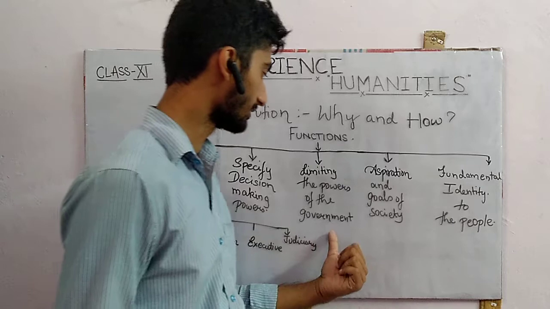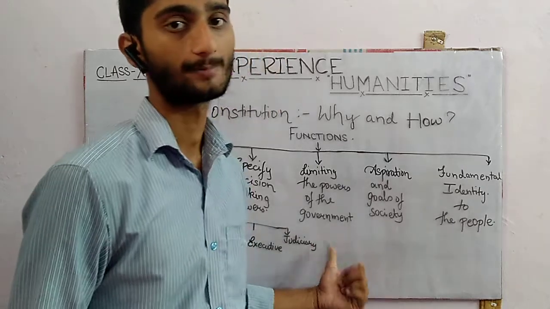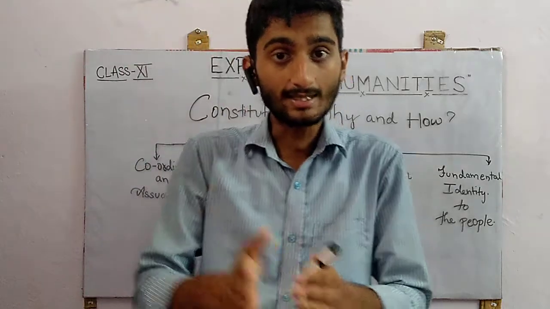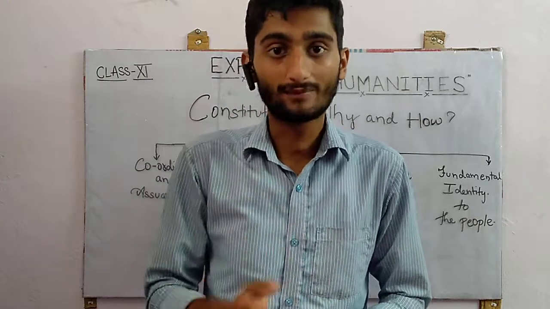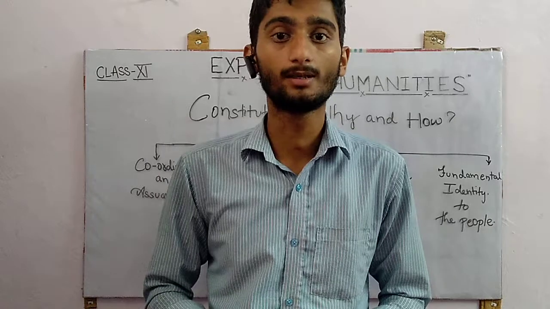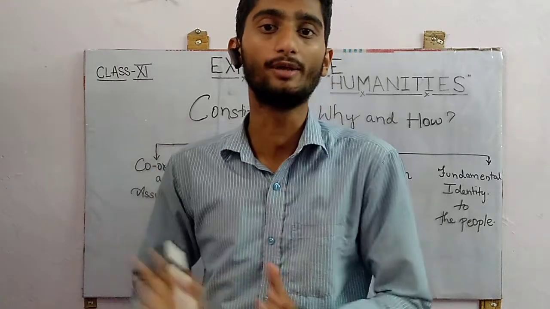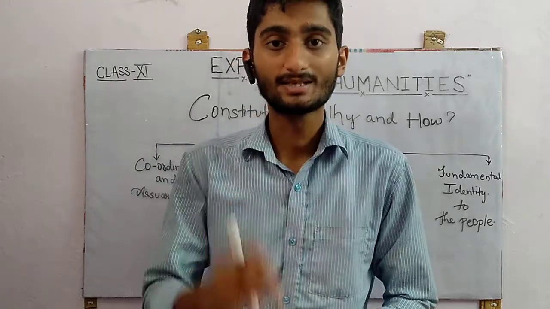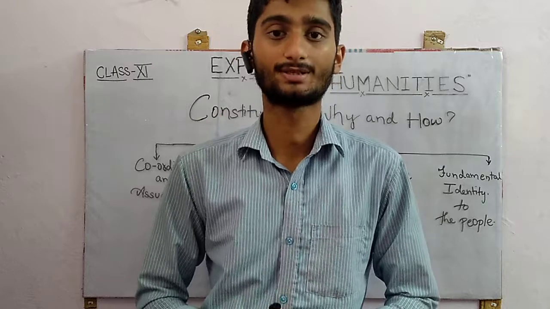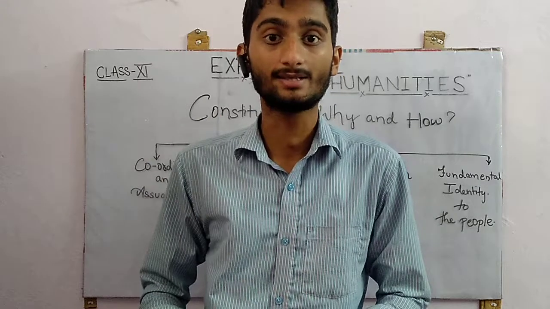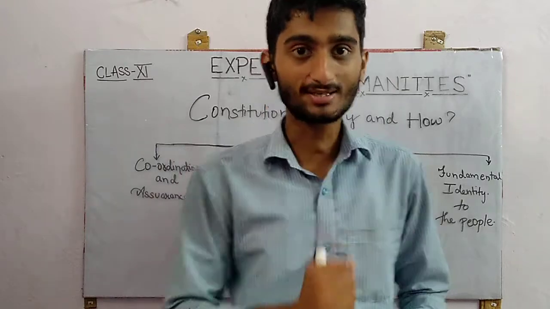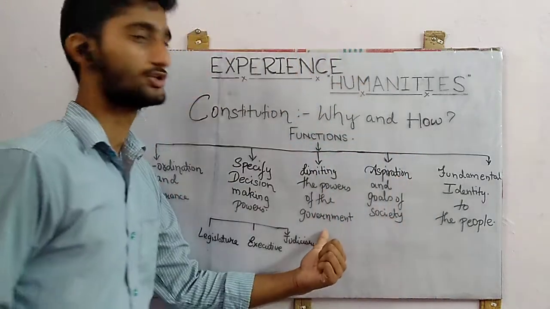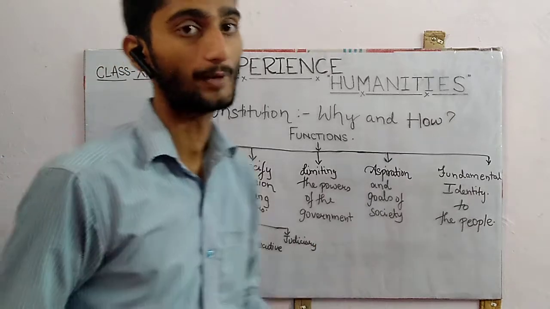Moving on to the next, limiting the powers of the government. Now, since the Constitution has given the powers to the government, the government cannot rule over the people according to its own will. It needs certain limitations. It needs certain guidelines beyond which it cannot go. So this is also done by our Constitution by limiting its power.